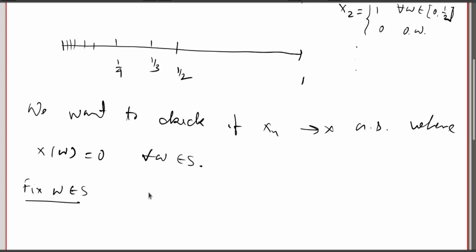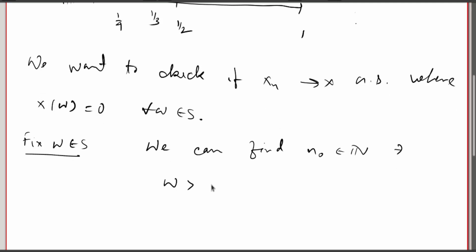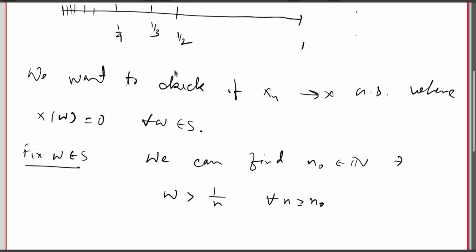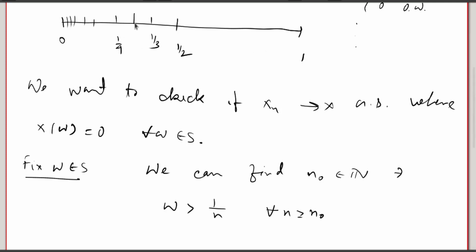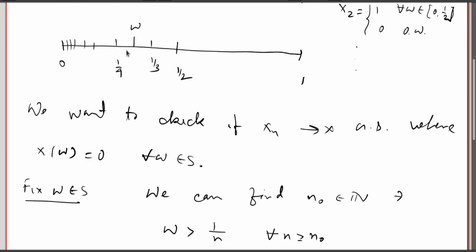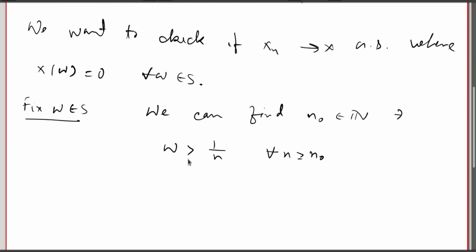What I can do is find an n naught, which belongs to N, the set of natural numbers, such that omega is greater than 1 by n for all n greater than or equal to n naught. That basically means that you take any omega in the interval 0 and 1, I can take n large enough so that 1 by n is less than omega. So for this omega, xn omega is equal to 0 for all n greater than or equal to n naught.